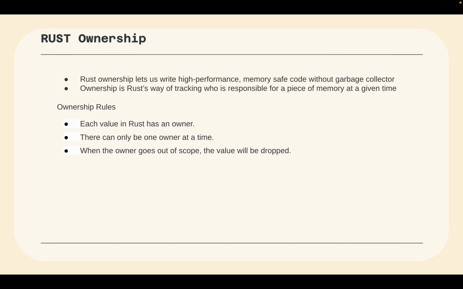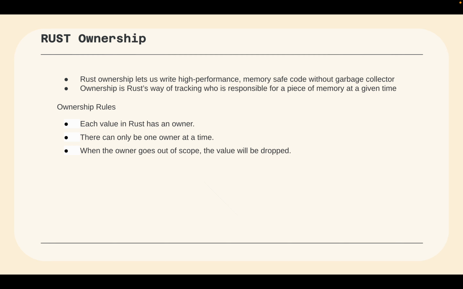So for example, if we have a variable and the variable goes out of scope, then Rust will automatically trigger a drop method, which means memory cleanup, not a garbage collector. Then it will automatically clean the memory for that particular variable.